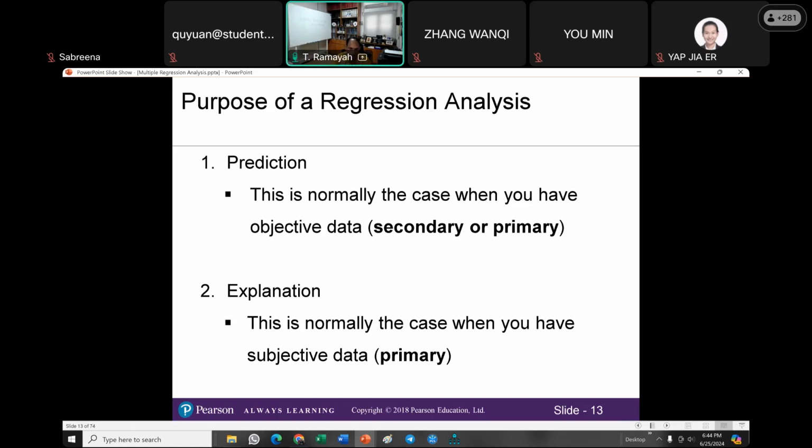When they are subjective, then we need to focus on the explanation. If your independent variable increases, what happened to your dependent variable? That is what we call as explanation. Whereas prediction is if independent variable increases by 1 unit, what happens to your dependent variable? That is what we call as the prediction. How many units will increase?